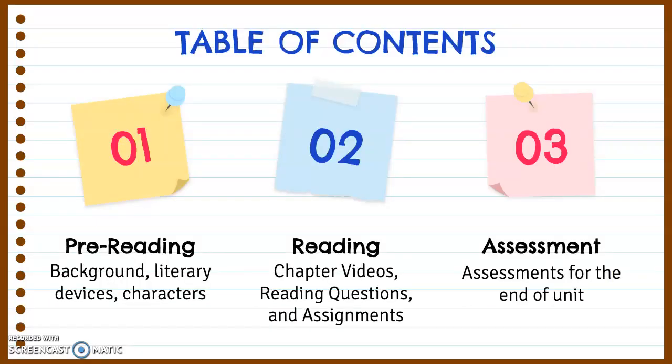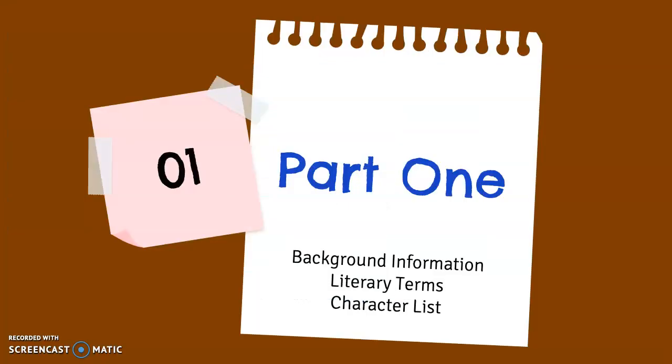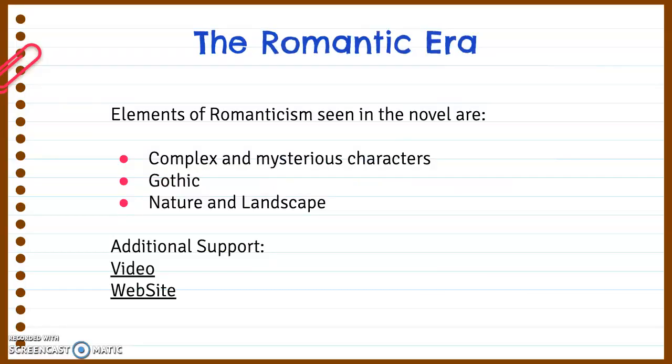This is just the table of contents, which tells you that the three sections include what I just spoke about. Part 1 has background information, literary terms, and a character list. The background information has a link for a video to give additional information and a website to give additional information.